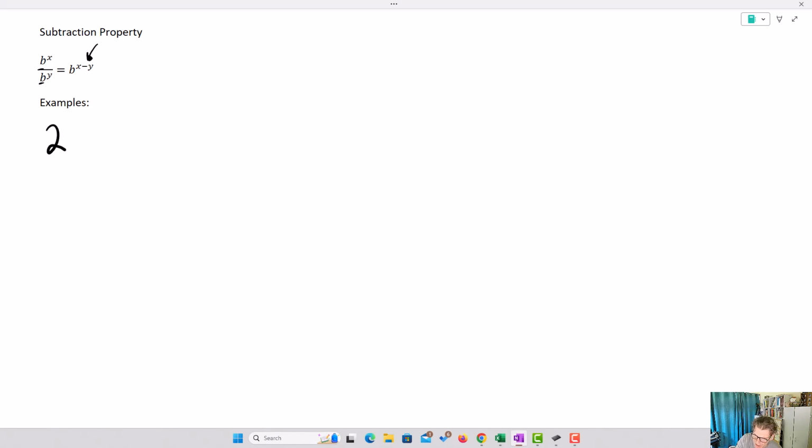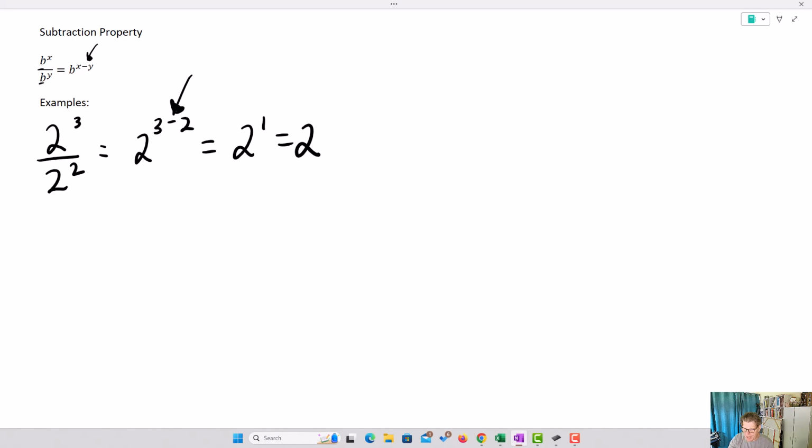So for example, if I had 2 cubed over 2 squared, that would end up being 2 to the 3 minus 2. Okay? And so that's 2 to the 1, and that just ends up equaling 2. You can actually go in and use your calculator to see that that's the case, right? So what we did, we had a quotient of two exponential functions, and we just subtracted out their exponents since they had the same base, and there it is. That's the subtraction property.